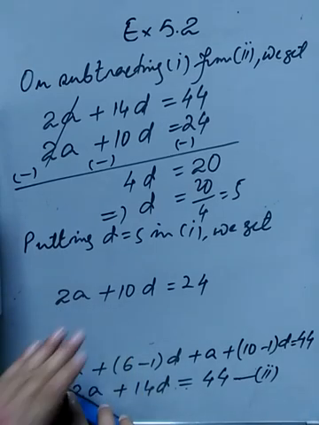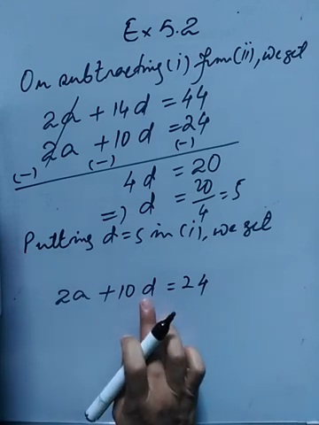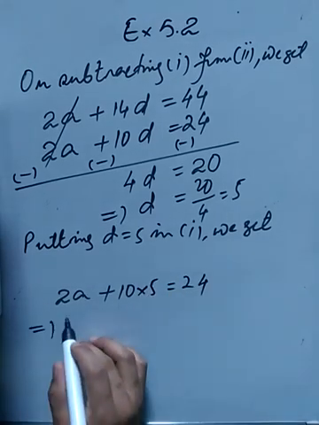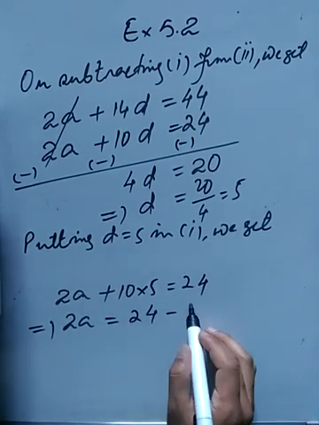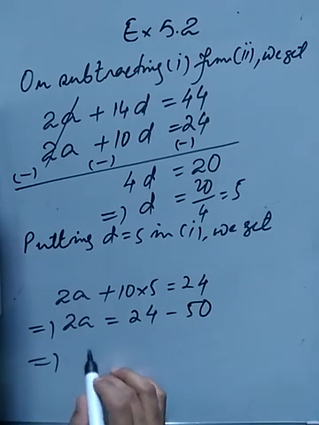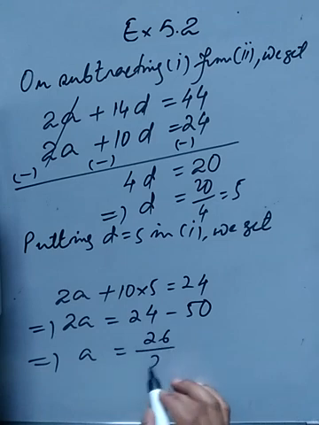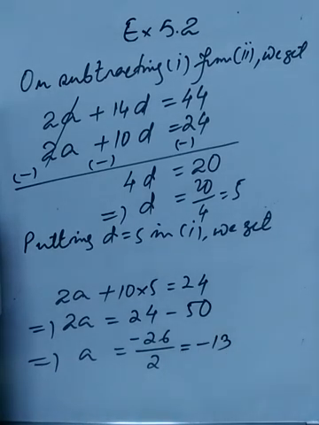So actually this is equation 1. In place of this d, we are going to replace 5. So twice a, 10 into 5, 50. So it will be 24 minus 50. So here a will be 26, and now 2 will come down here, but sorry, there should be minus. We'll be getting here minus 13. Now the value of a is minus 13 and the value of d is 5.